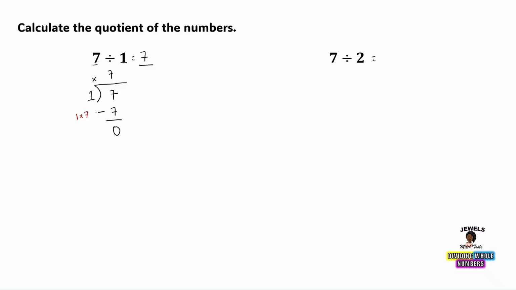Okay, so for our next example, we have 2, which is our divisor, goes on the outside, and our 7, which is our dividend, goes on the inside. Okay, so let's begin our division. So we have 2 divides into 7, which is 3. You have 2 times 3, which is equal to 6. 7 subtract 6 gives us a difference of 1. So our quotient for this question is 3 remainder 1. Let's move on to our next example.